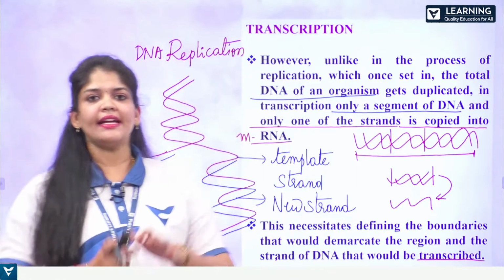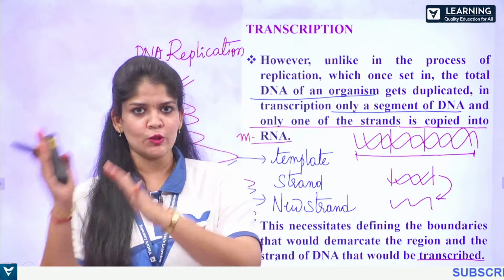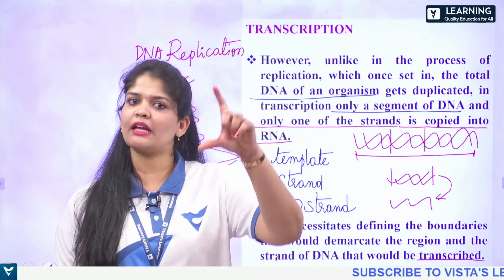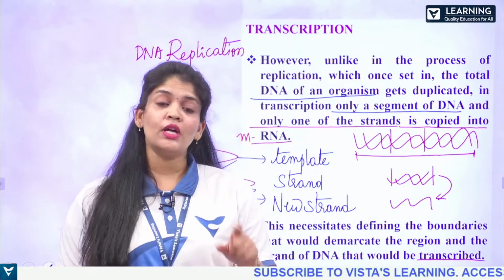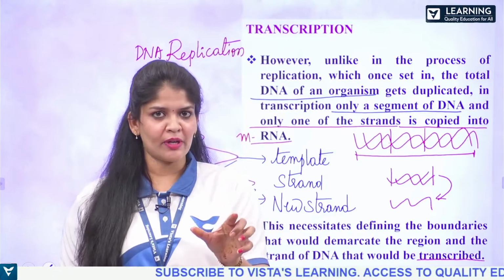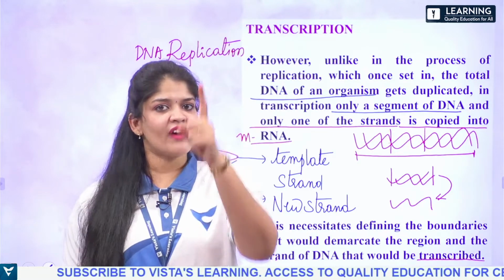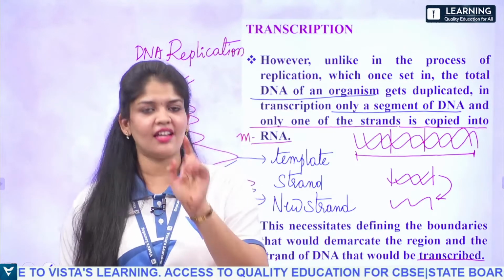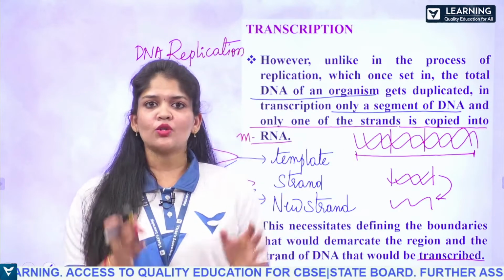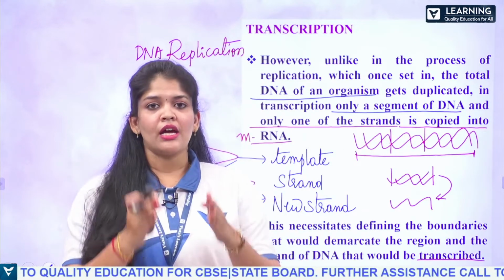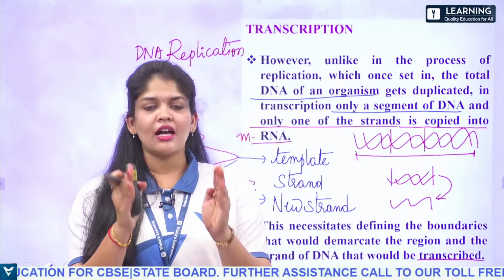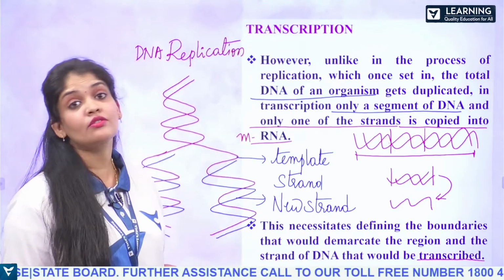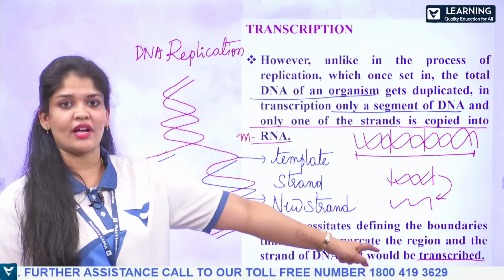As the entire length of the DNA is not going to be transcribed, it is only a segment of the DNA. In that also, not both strands of the segment, but only one strand is going to be transcribed. So it is necessary for us to first define the boundaries and also decide which strand of the DNA is going to be transcribed.